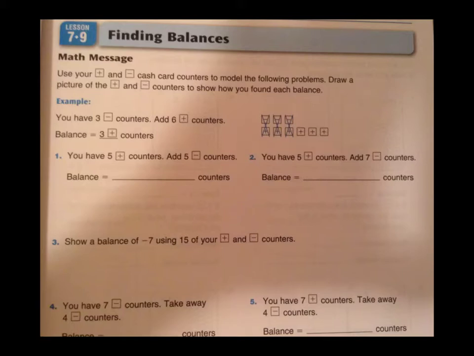Sorry, I keep saying subtract, but in reality, when you add a negative number to a positive number, you're really subtracting. That's why I keep saying that. Again, I'll repeat that. When you add a negative number to a positive number, you're subtracting the negative number from the positive number. And I'll show you that here in the example.